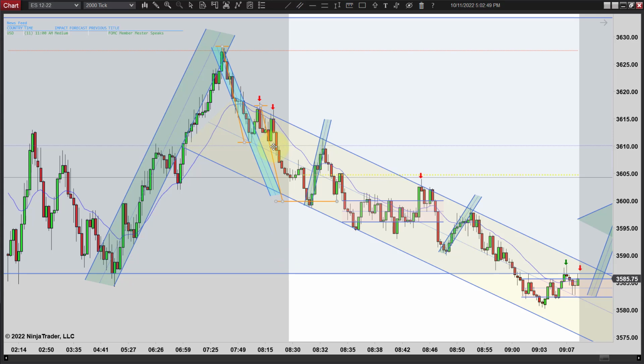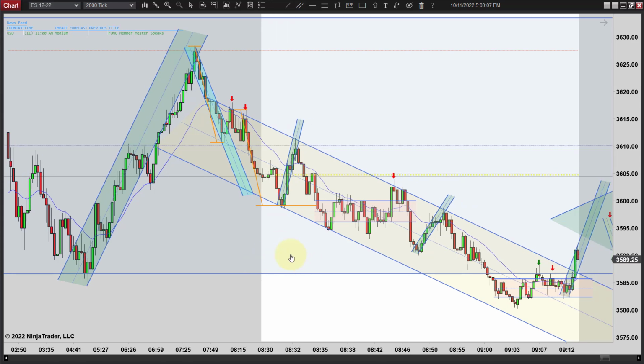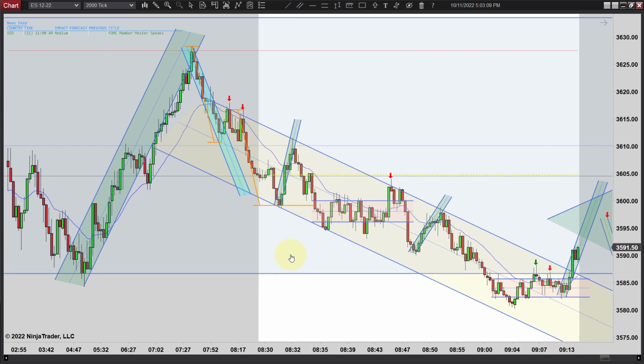And actually, you might have wanted to measure from here because that's your two-legged correction. You got two legs down, a two-legged correction, and then another leg down that has two legs in it. That gives you a perfect measured move. That would have got you out basically at the very low of the move. That's a perfect measured move. So very good setup there.